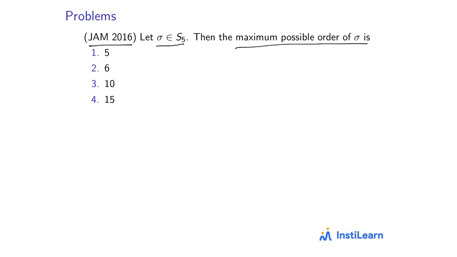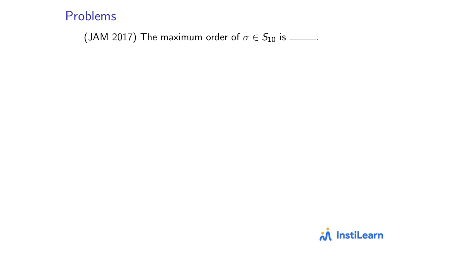So this in fact we already discussed. So 5 has 7 partitions, and the partition which will give you the maximum order is 2 plus 3, and so the LCM of 2 comma 3 is 6, and 6 will be the maximal order here. Again, a similar question came in JAM 2017.